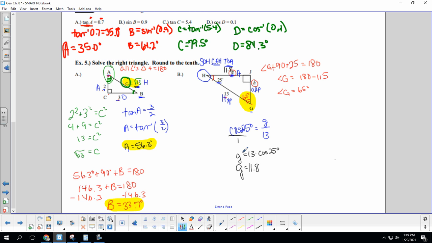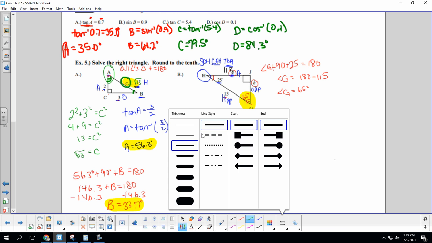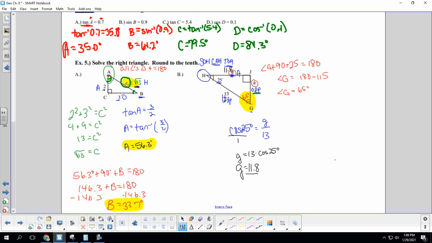Okay, we could use the Pythagorean Theorem to find H, but what if I made a mistake here? My calculator wasn't set right. I would have to use the G that I calculated to get H. So a more precise way would be using trig one more time, using the opposite and the hypotenuse, and angle 25, which is sine, the opposite over the hypotenuse.